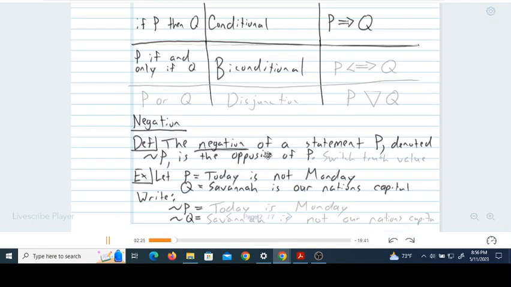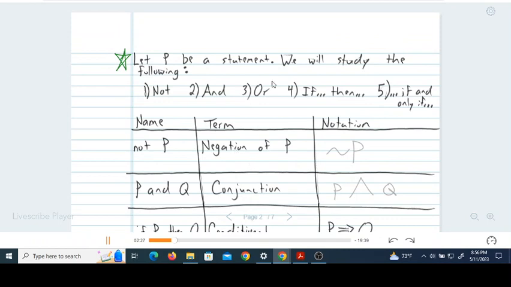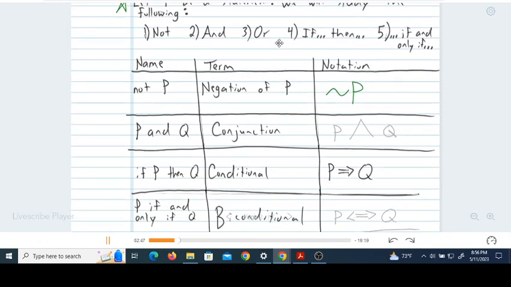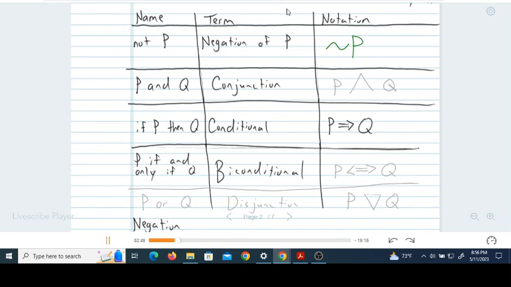So like I said, we'll be looking at a variety of operators on these statements, and we will study the following: not, or the negation, and, i.e. the conjunction, or, i.e. the disjunction, and we will also be looking at if then and if and only ifs. So we'll start with not P, which is the negation of P, and the symbol we use to draw that is tilde. So that's the notation we use there. We got P and Q, known as the conjunction. The symbol for that is a kind of chevron looking character there.